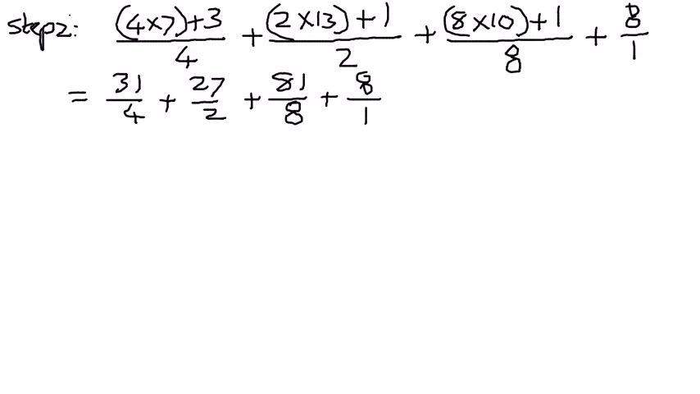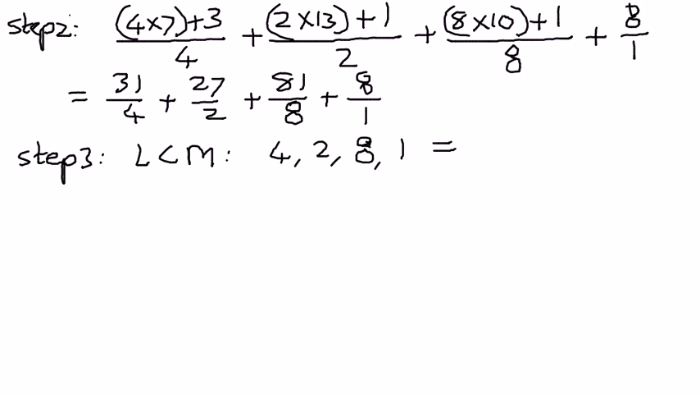Now we want to find a common denominator for these denominator values, which are 4, 2, 8, and 1. Let me write it as step number 3. We want to find the least common multiple for the numbers 4, 2, 8, and 1. As you can see, 8 is a multiple of 2 and 4, and therefore the least common multiple for 4, 2, 8 and 1 is going to be equal to 8.